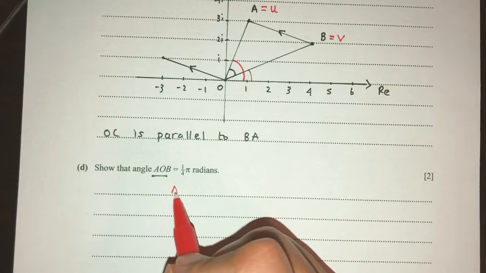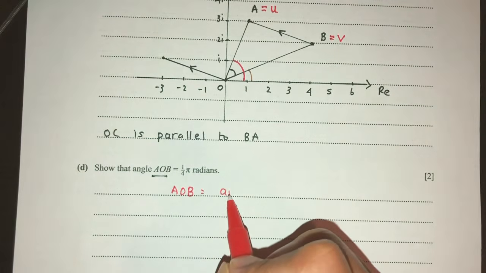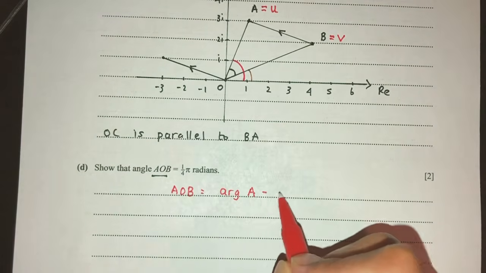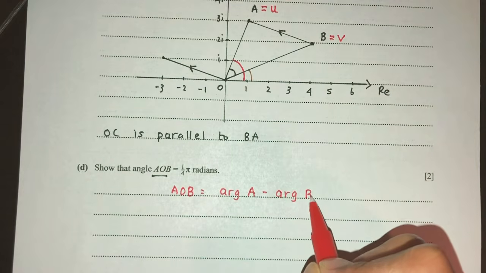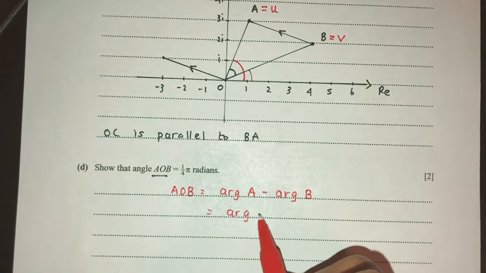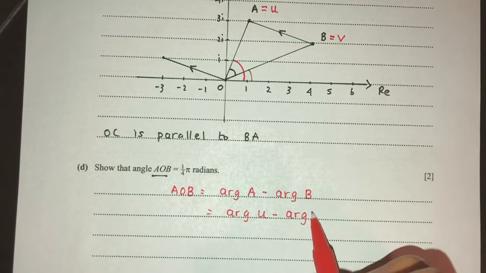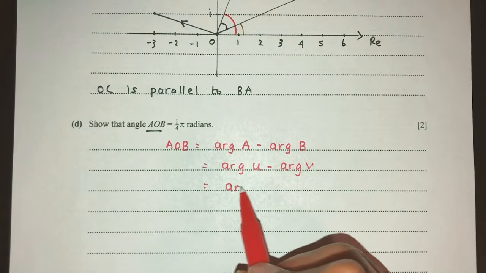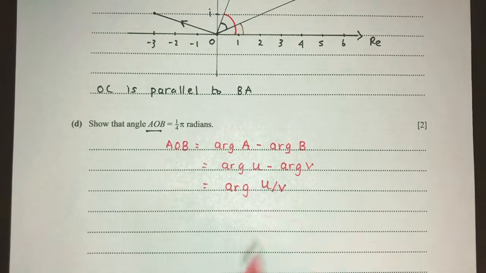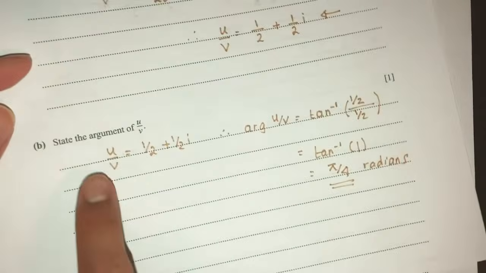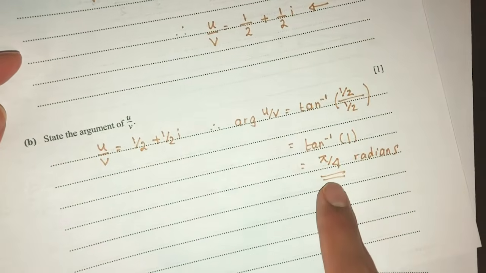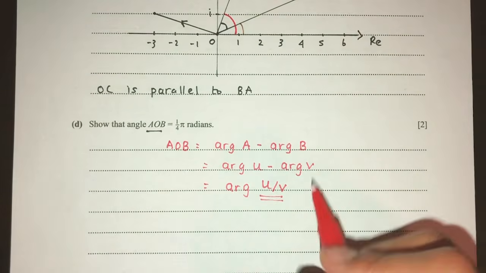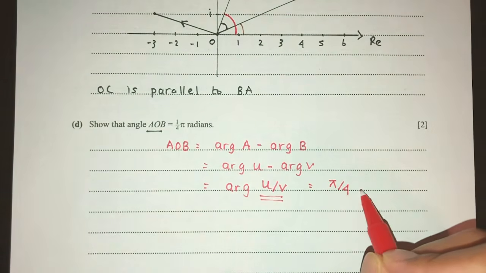The angle AOB is equal to argument of A minus argument of B, which is argument of u minus argument of v. Now, just like logarithms, we can combine these two together. So we have argument of u divided by v. If you look at this, we have found the value already in the first part. If you remember, from part B we know argument of u over v is equal to this value. So same thing, that will be equal to pi by 4 radians.